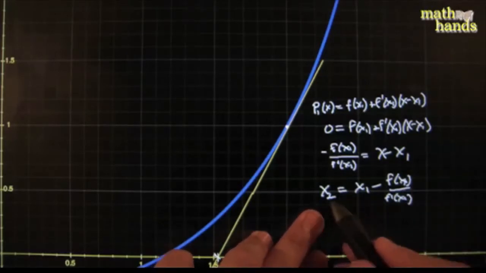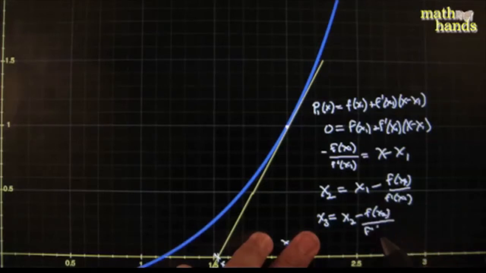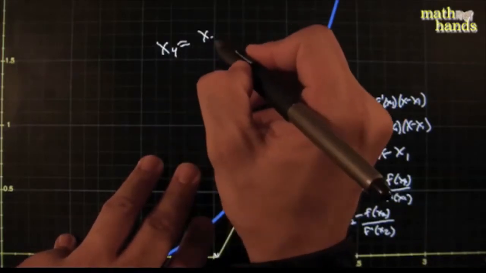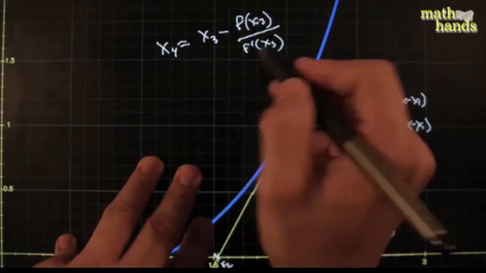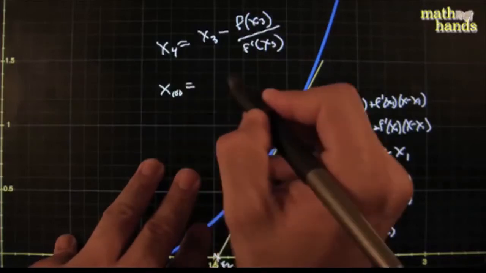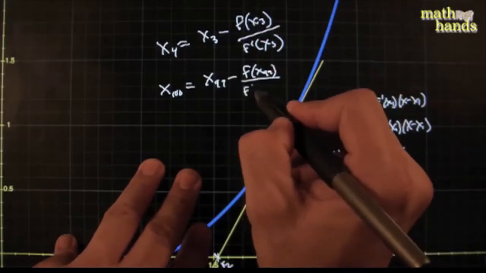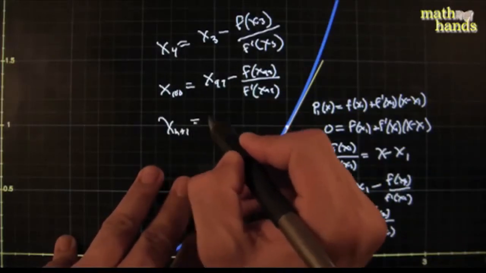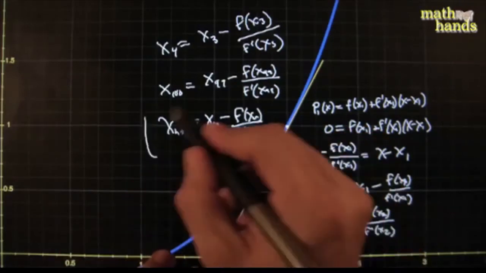The idea here is to try to generalize it. What do you think x3 would be? Well, x3 would be x2 minus f of x2 all over f prime of x2. What do you think x4 would be? x4, the next x, would be the previous one minus f at the previous one divided by f prime at the previous one. And on and on. The 100th approximation would be the 99th minus f evaluated at the 99th over f prime evaluated at the 99th. In general, the n plus 1 term would be given by xn minus f of xn over f prime of xn.